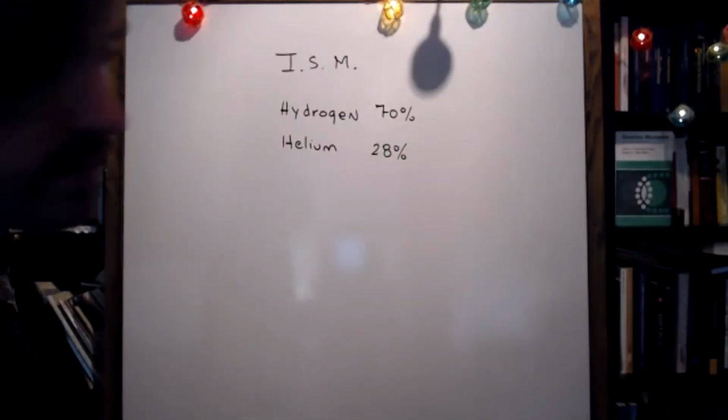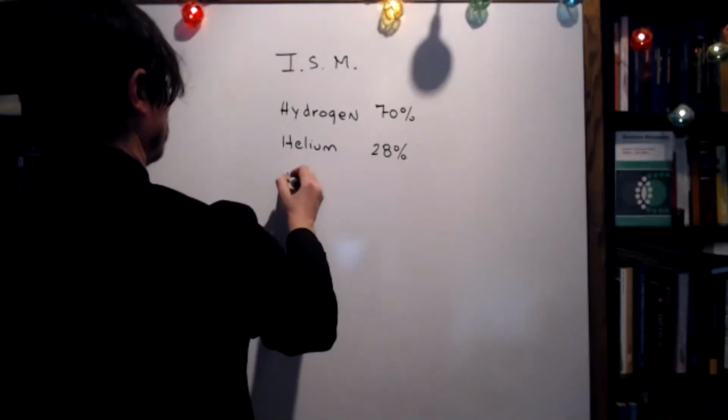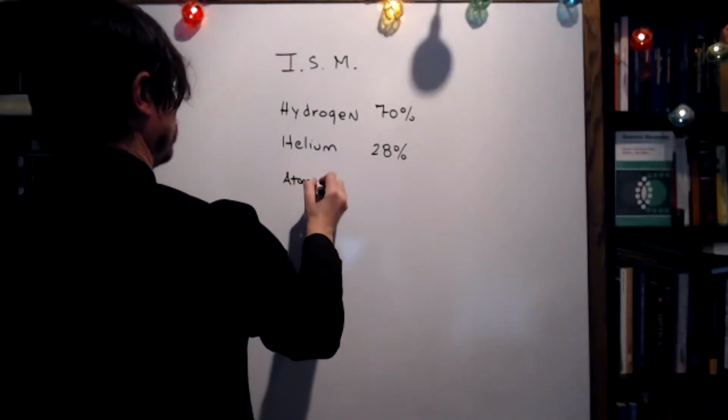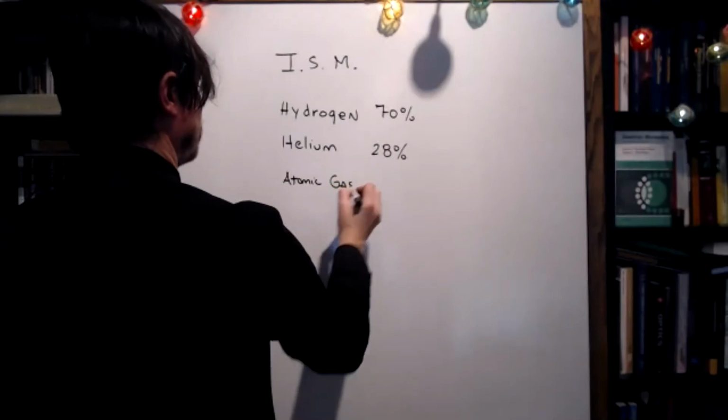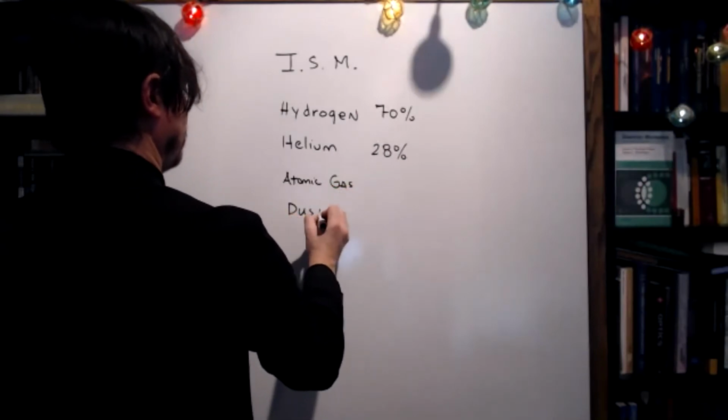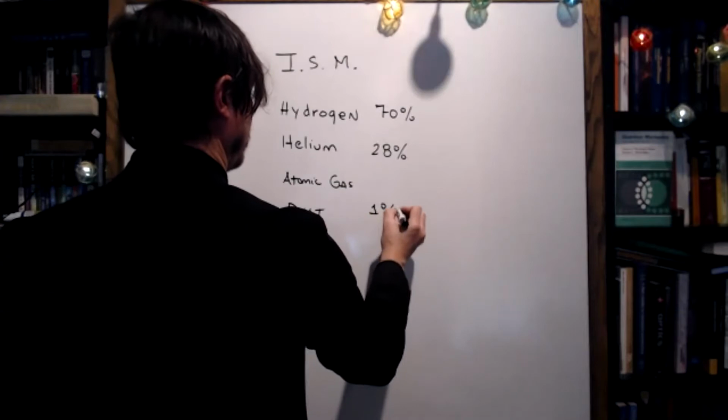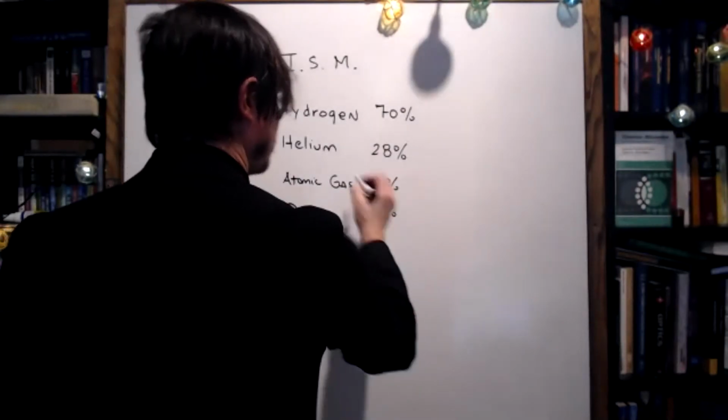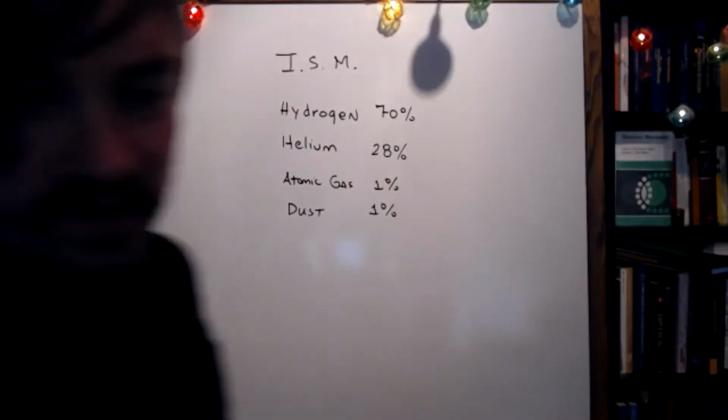So it's 1% atomic gas metals and then 1% space dust. Good. Atomic gas and then dust makes up another 1%. Good. I like it when you guys say atomic gas. That's how an astronomer would talk. So you guys do me proud.